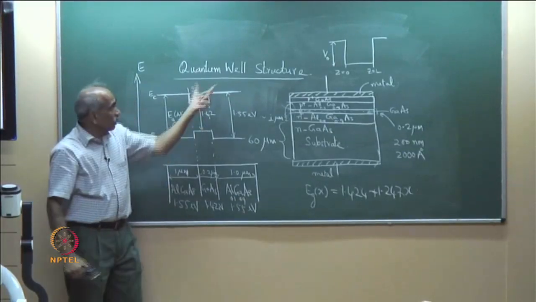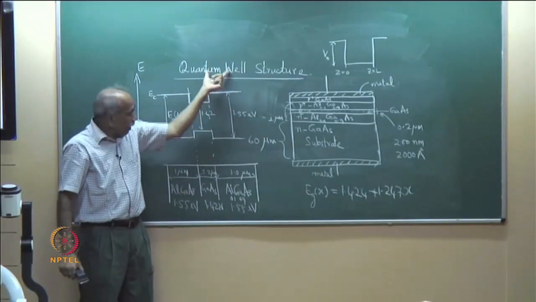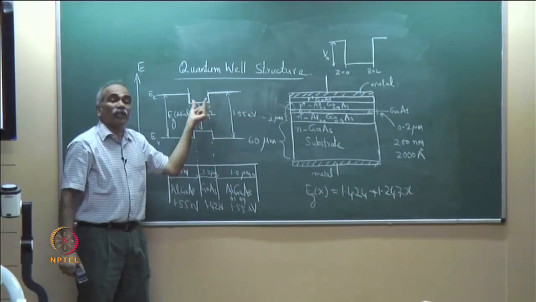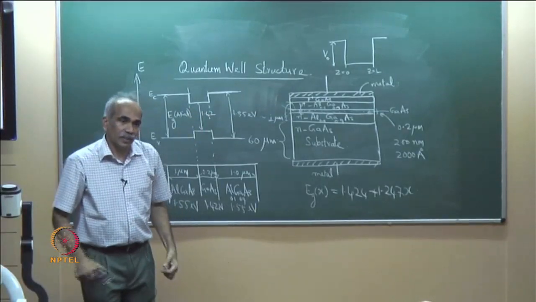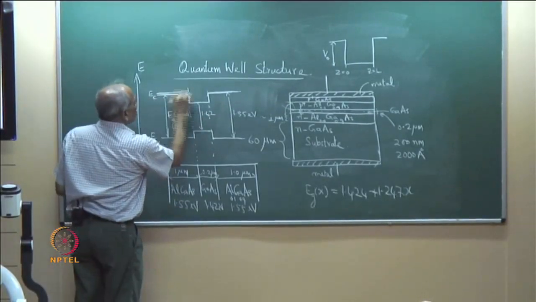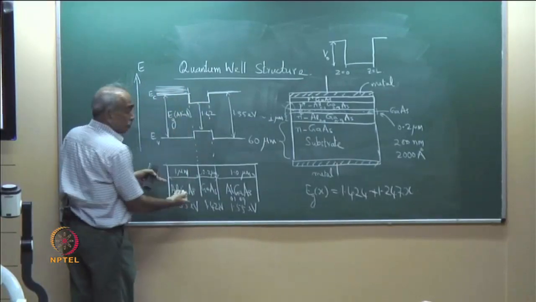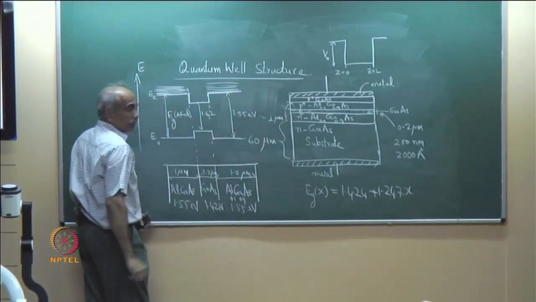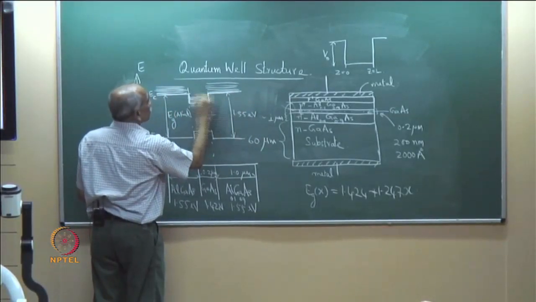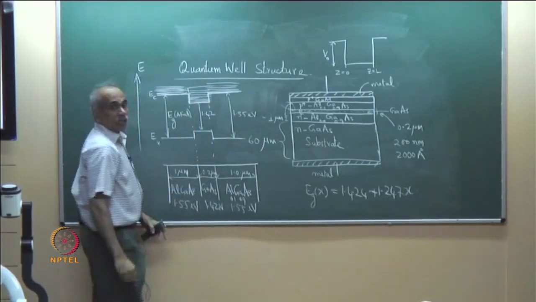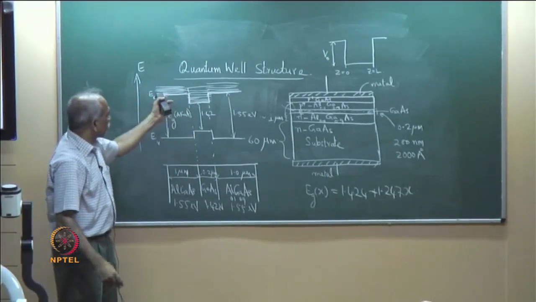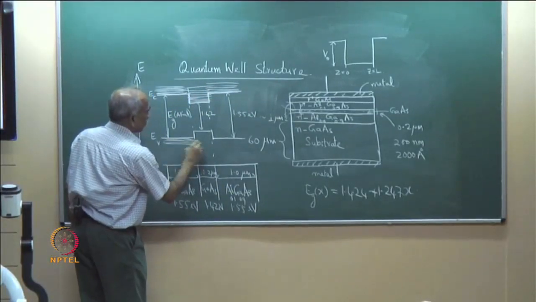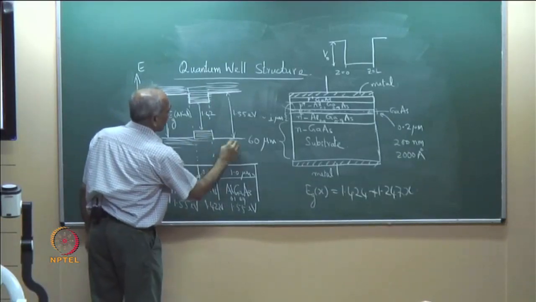When will this become a quantum well? This will become a quantum well when this structure is thin enough so that quantum size effects come into play. Right now, there are a large number of allowed states here, because it is a bulk semiconductor. Here also you have a very large number of allowed states. Electrons can occupy any of the states. Similarly, you have a large number of allowed states for holes.